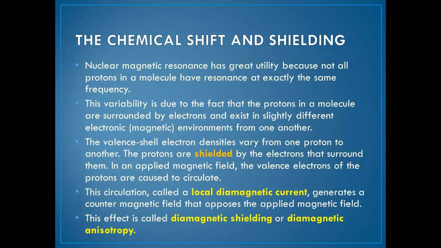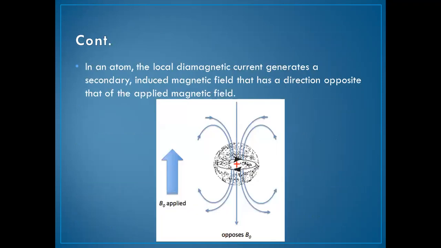In an applied magnetic field, the valence electrons of the protons are caused to circulate. This circulation, called a local diamagnetic current, generates a countermagnetic field that opposes the applied magnetic field. And this effect is called diamagnetic shielding or diamagnetic anisotropy. Basically, in an atom, the local diamagnetic current generates a secondary or induced magnetic field that has a direction opposite to that of the applied magnetic field, as shown in the diagram.